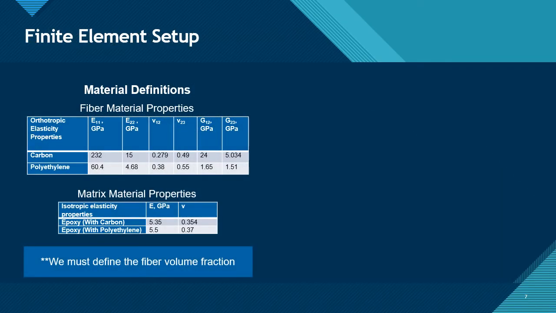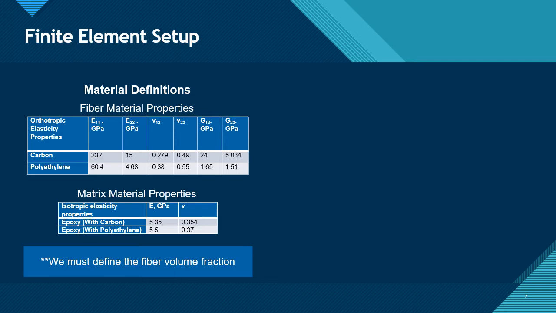So we must give some input to ANSYS to calculate the elastic constants. These are the inputs we have taken. Actually, we have taken carbon and polyethylene as fiber materials. These are the two fiber materials we will study. We have taken those values available in literature because we are going to compare those results with the literature. So it is important to take those values.